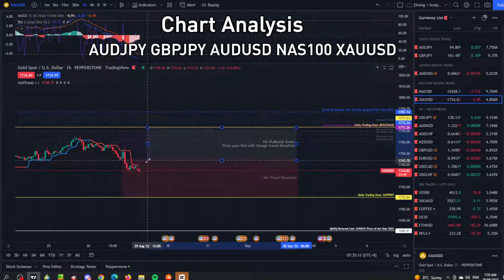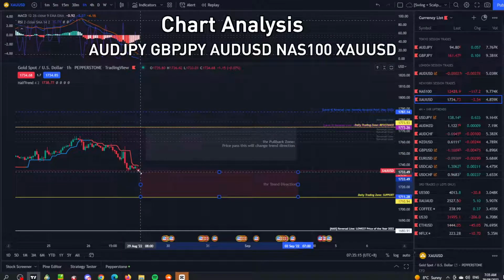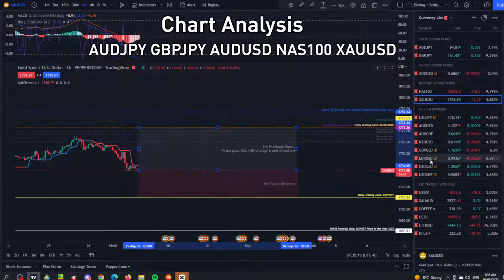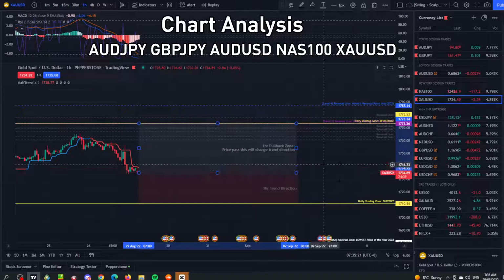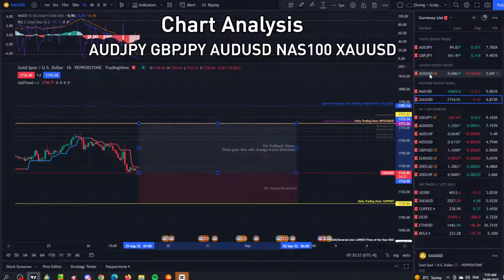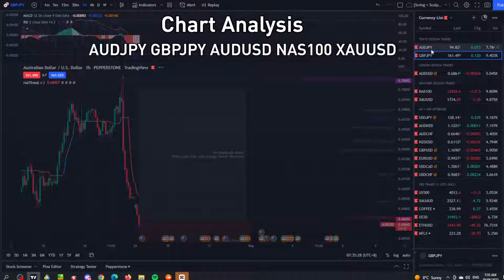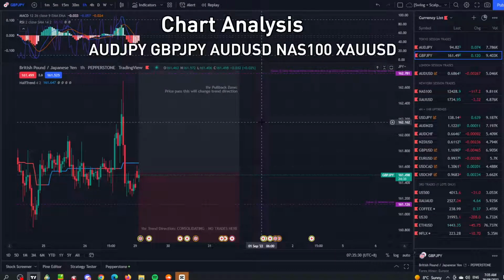And now the 1 hour charts. Okay, so trades today, definitely the gold USD is a viable one, and Australian USD. Okay, that's it. That's the analysis for today.